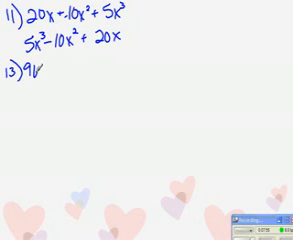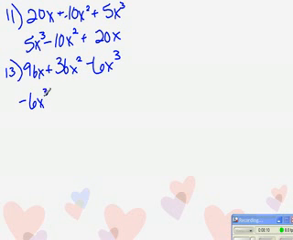Number 13, we have 9bx plus 3bx squared minus 6x to the third. Again, we're only looking at the x's. Nobody cares about the b's. Highest power of x is x to the third. Don't forget that this is a negative. Negative 6x to the third. Then the next one will be x squared, and then bx.